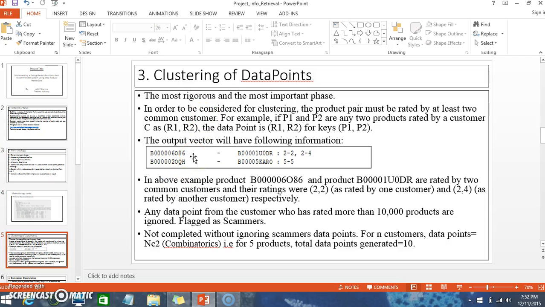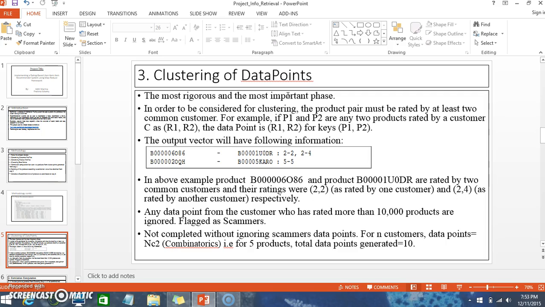The clustering of data points was the most important and the most rigorous phase throughout this project for two major reasons. First, because we were running the clustering on our local machine, we had to ensure that our machine is able to handle all the data points generated from the clustering phase. Secondly, while clustering, we came across around 50 customers who had rated more than 10,000 products, going up to 20,000 in some cases. The data points generated from only these customers were so huge that the 500 GB of hard disk allocated just to run the clustering was insufficient.